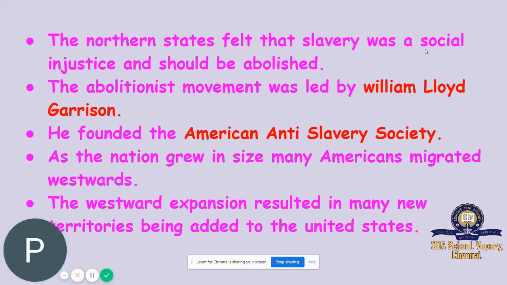As the nation grew in size, many Americans migrated westwards. So, when the population increased, most of the Americans migrated westwards. The westward expansion resulted in many new territories being added to the United States.